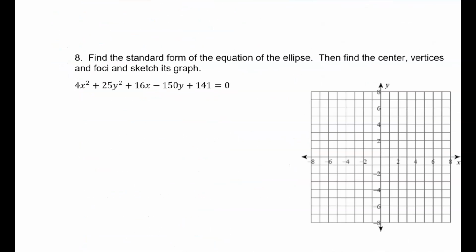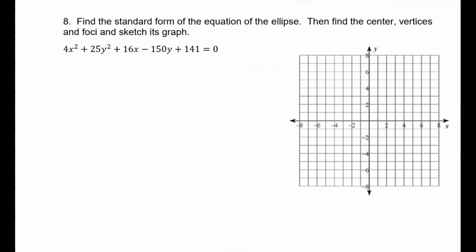Okay. Let's go to number 8 on this one. It says, write the standard form of the equation of ellipse. Now, how do we know by looking at that equation it's ellipse? Because they both have the same sign, but they have different coefficients. That's your signal that you have an ellipse. So let's group our x's together, our y's together, and move our constant to the other side. So we get here 4x squared plus 16x plus 25y squared minus 150y equals a -141.